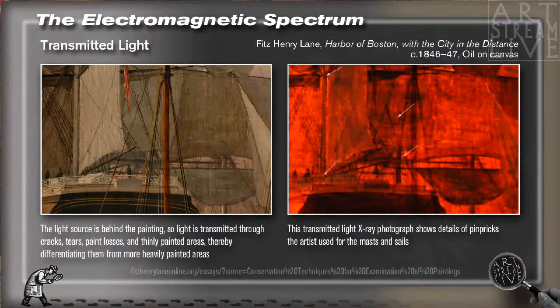Now, I thought this was neat. Simple idea, transmitted light. The light source gets put behind the artwork, so now it's shining through the artwork. What that helps them see, like on the right, they used the radiograph, and they could detect pinholes that the artist had in the canvas. He put them there for whatever reason, and they can find them by shining the light from the backside. It shows them the cracks, tears, paint losses, and thinly painted areas. It gives them more information. Pulling strings across for perspective. He may have done that to get his perspective right.